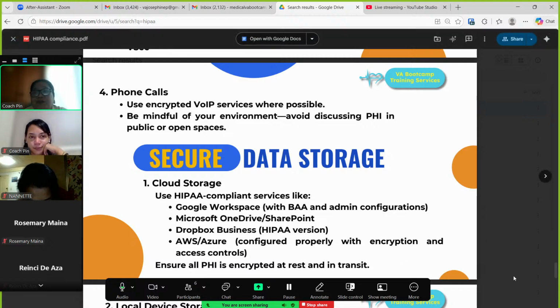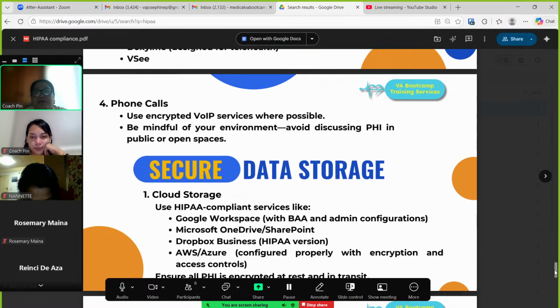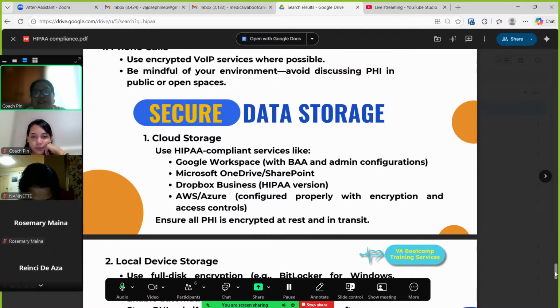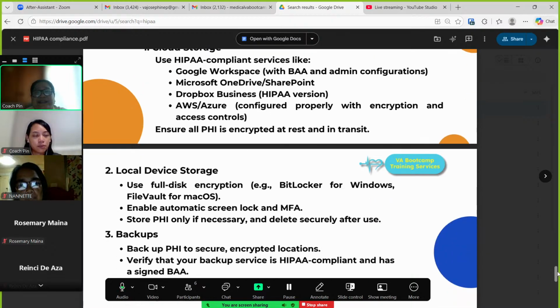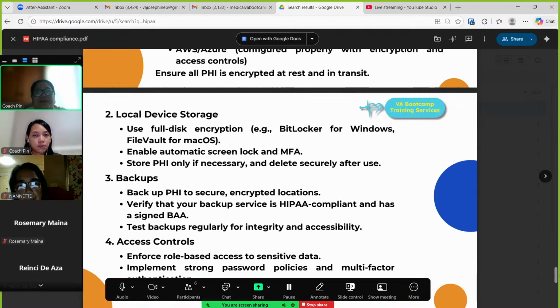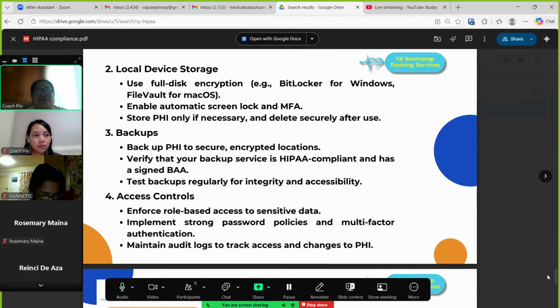For secure data storage, these are the common practices. For cloud storage, you can use HIPAA compliant services like Google Workspace, Microsoft OneDrive, and Dropbox for Business, and make sure all PHI is encrypted at rest and in transit. For local device storage, you can always use full disk encryption, and you can also enable automatic screen lock and MFA.